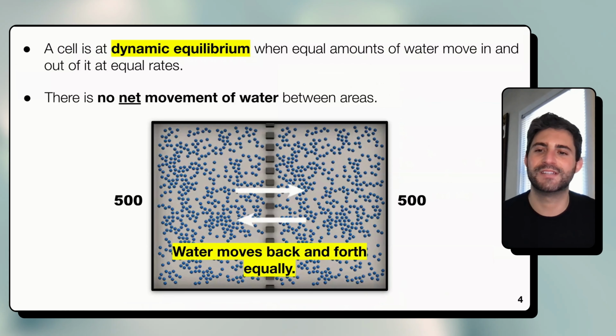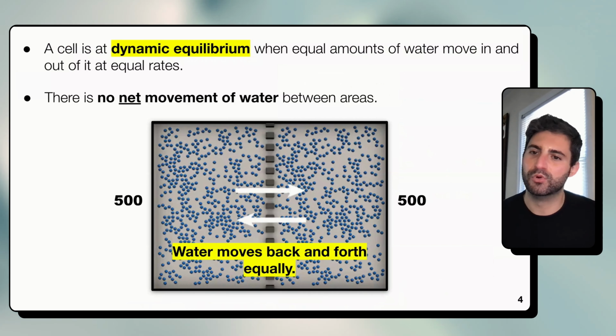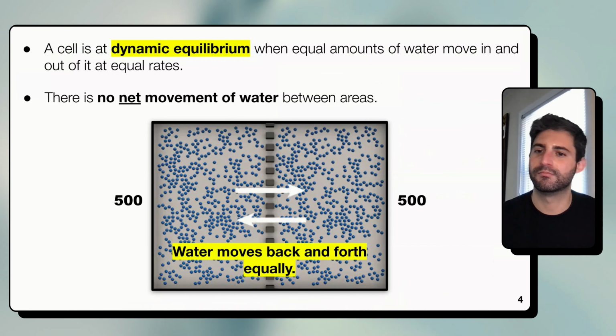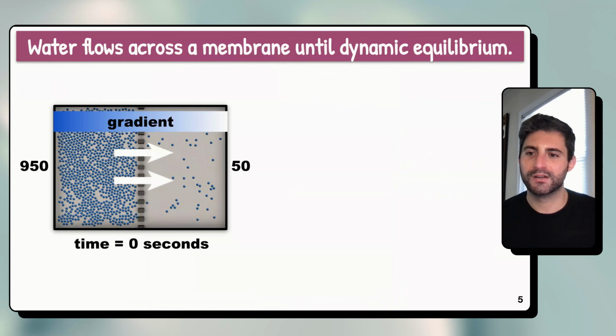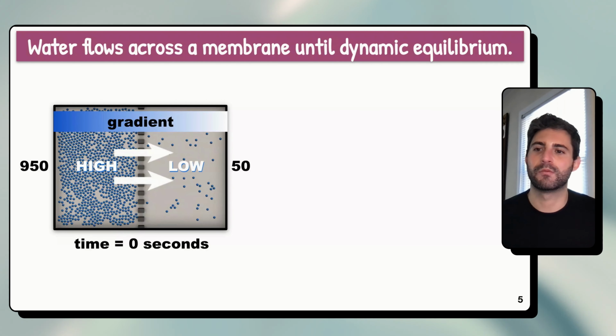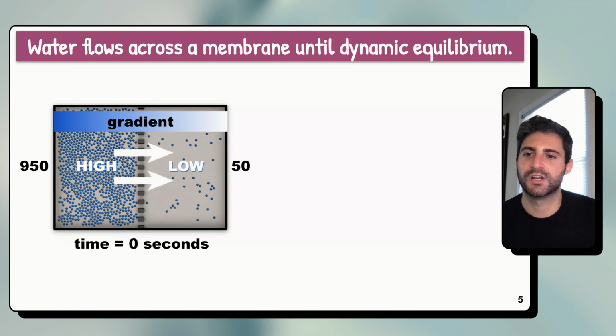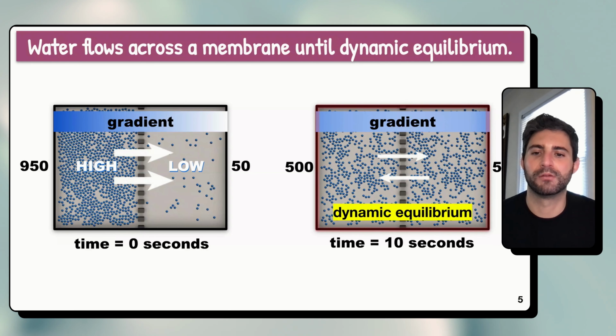That means that water doesn't stay on one side of a membrane or the other for an extended period of time. It simply moves from one side back to the other and back again, back and forth. And water will flow across a membrane until it reaches this state of dynamic equilibrium. So imagine we have a membrane, and on the two sides of the membrane, there's a gradient of water. What will happen to that water? It will slowly move down its water concentration gradient from a high water concentration to a low water concentration until the concentration of water on both sides of that membrane are equal. That means the cell has reached dynamic equilibrium.